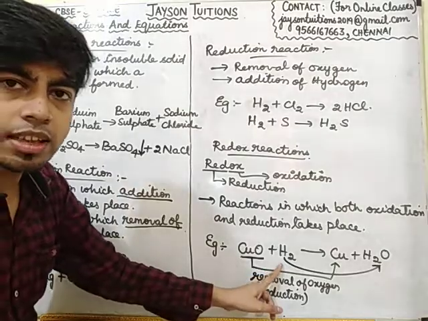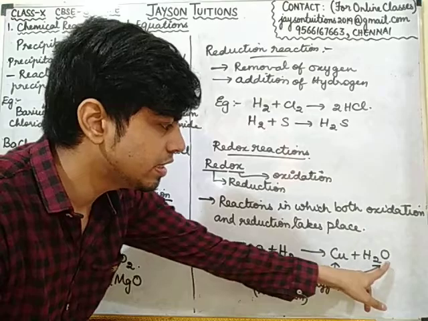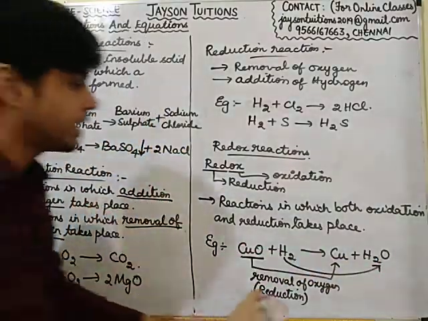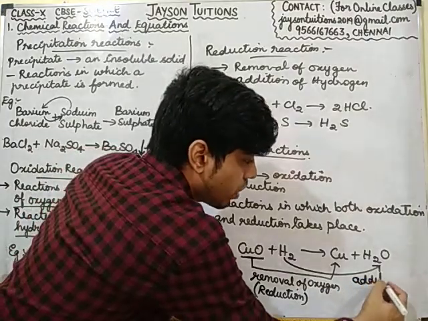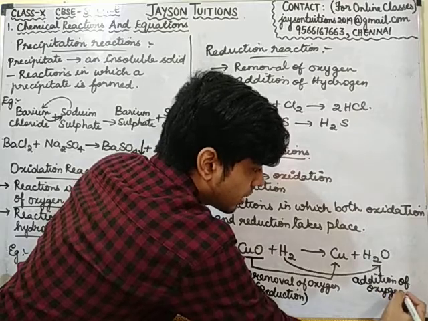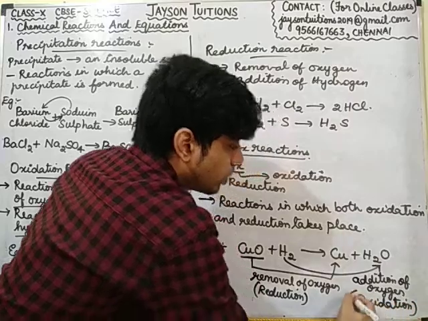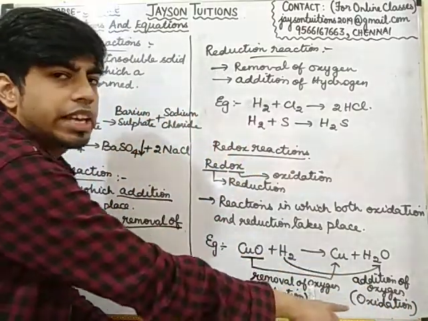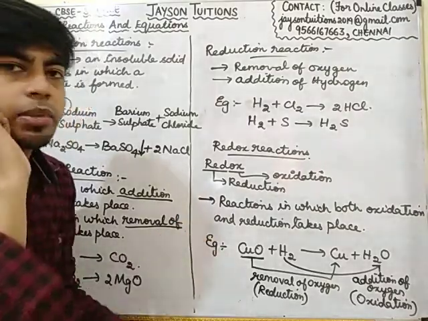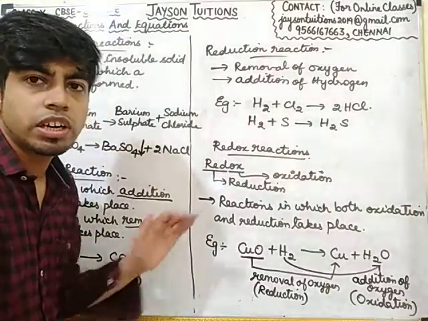Now you see hydrogen getting converted into H2O. Here hydrogen is alone, but here oxygen is getting added to hydrogen. So there is addition of oxygen, and addition of oxygen means oxidation. So reduction is taking place, and oxidation is also taking place in this reaction. So it is an example for a redox reaction. Understood?